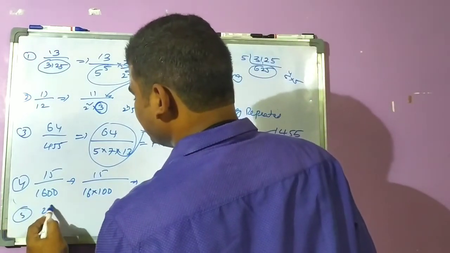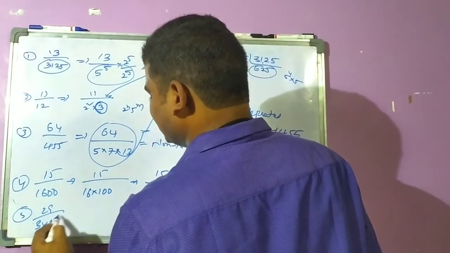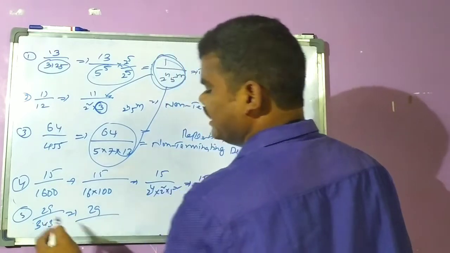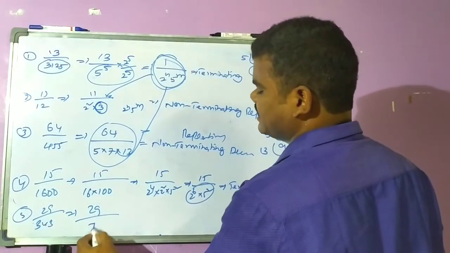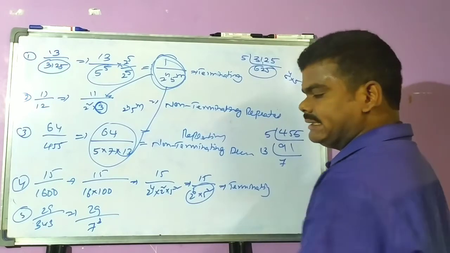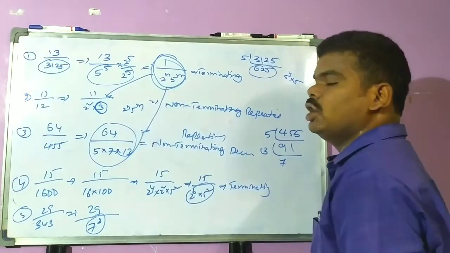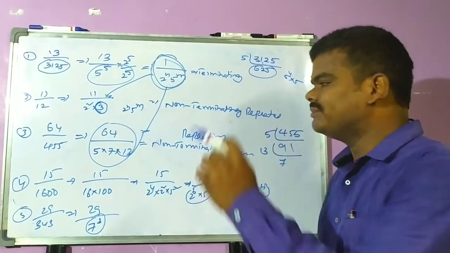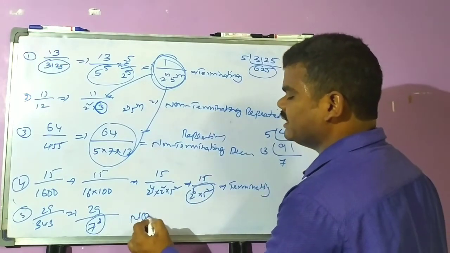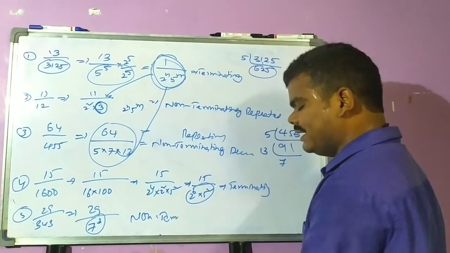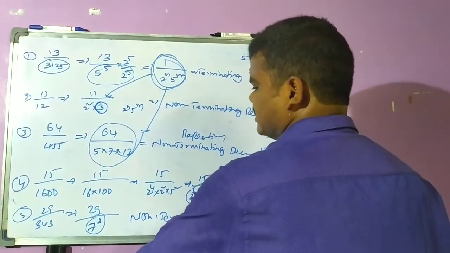Next one, fifth one, 29 by 343. 343 can be expressed as 7 cube. It is a 7 cube, but it does not exist in 2 power n into 5 power m. So this is also non-terminating repeated decimal expansion, right?